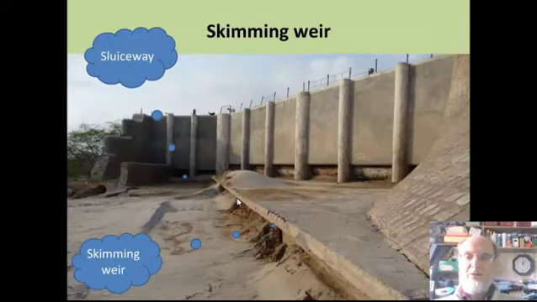Here's a photo of a skimming weir. It's not a curved channel excluder, this one, just a straight skimming weir, but you can see here we have the sluiceway, and the weir provides a noticeable step. In this example, it even has a little ledge to reduce the amount of the sort of bed load that goes into the head regulator.